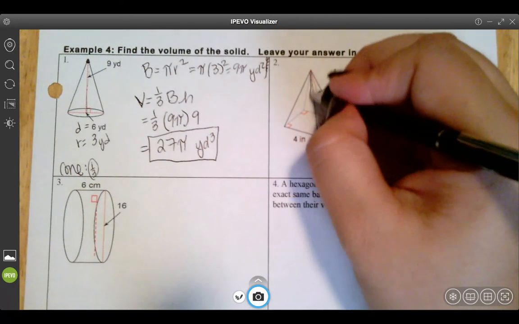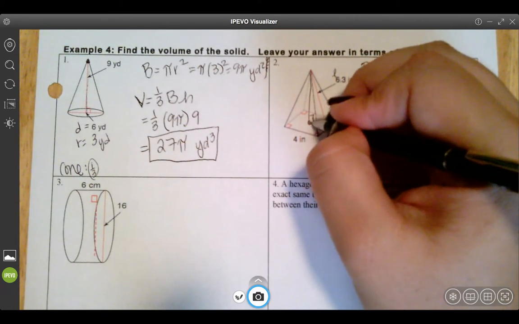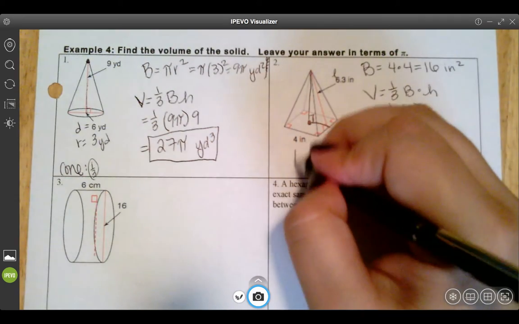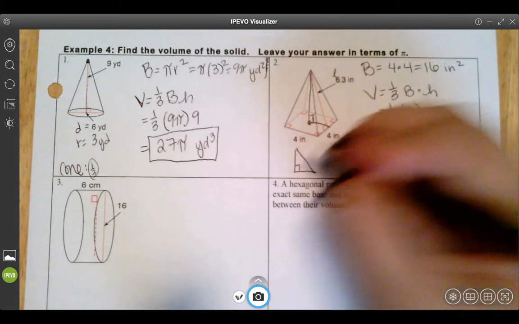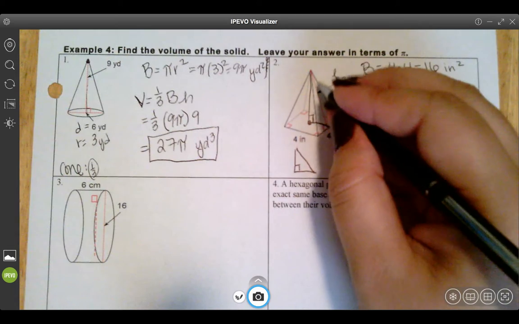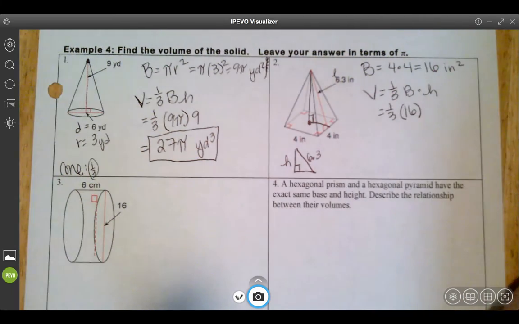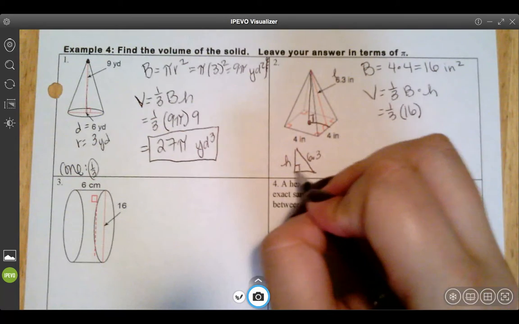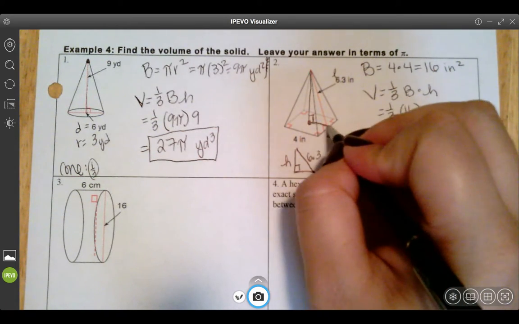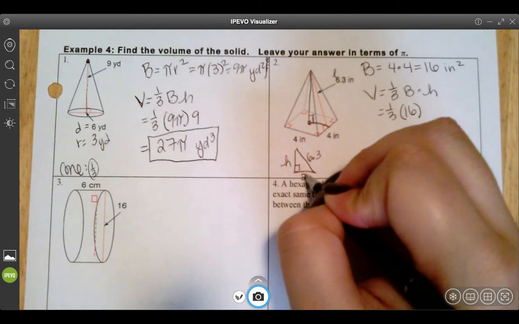So in order to find the height of this pyramid, we need to create a little right triangle. So we know that the slant height is 6.3. This is the height that we're looking for. And our base here goes halfway across the square, so that is 2.